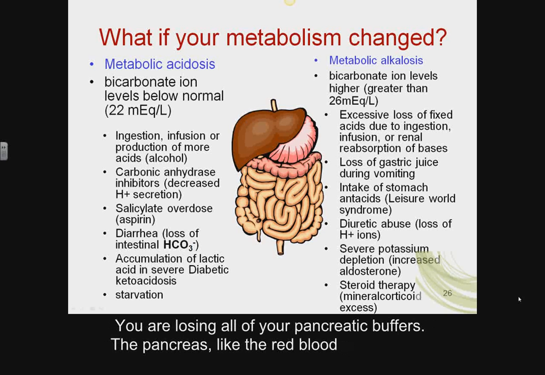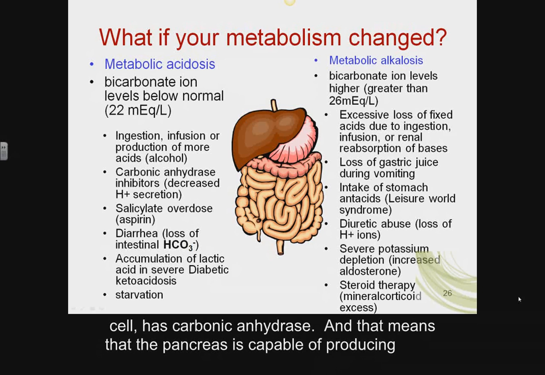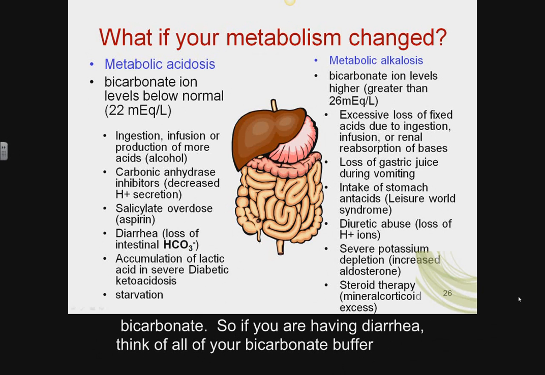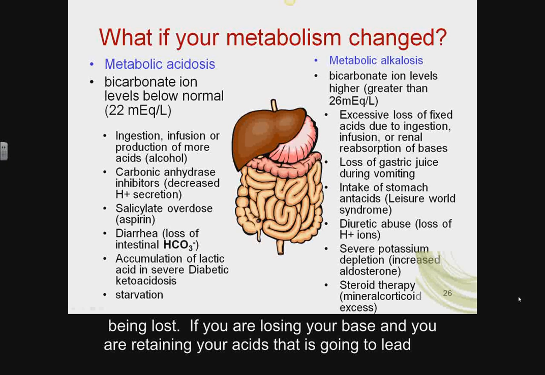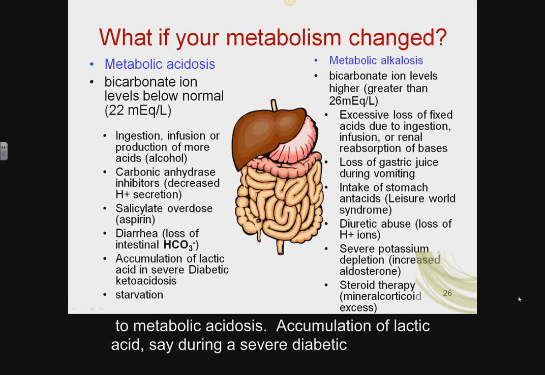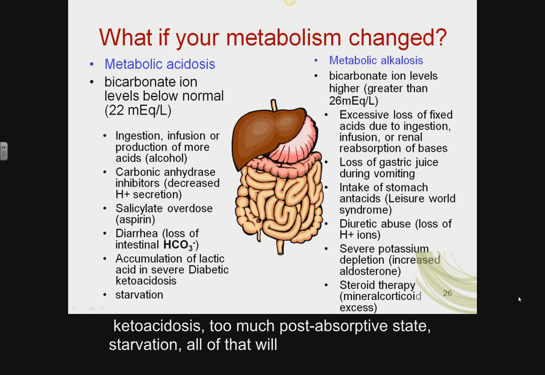pancreatic buffers. The pancreas, like the red blood cell, has carbonic anhydrase, and that means that the pancreas is capable of producing bicarbonate. So if you are having diarrhea, think of all of your bicarbonate buffer being lost. If you are losing your base and you are retaining your acids, that is going to lead to metabolic acidosis. Accumulation of lactic acid, say during a severe diabetic ketoacidosis, too much of a post-absorbed state, or starvation, all of that will lead to metabolic acidosis.